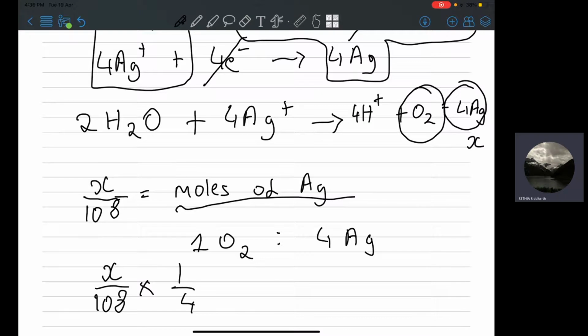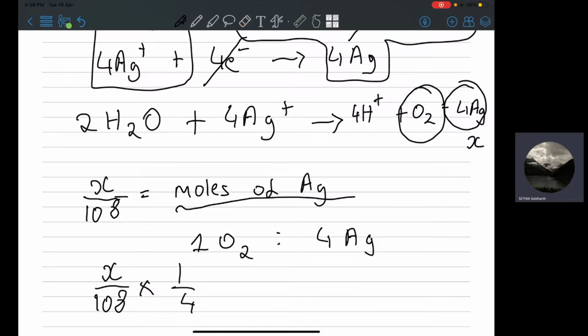Because it's 1 to 4. So if you have, for example, 8 moles of silver, you're going to have 8 divided by 4 moles of oxygen. If you have 10, it's going to be 10 divided by 4. So whatever moles of silver you have formed, you're going to get that divided by 4 in the moles of oxygen, if that makes sense. Hopefully that makes sense. It's all about the stoichiometric ratio over here, looking at that.